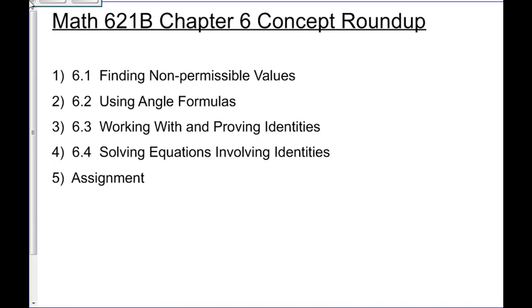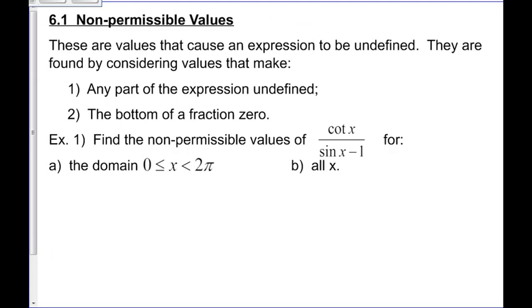The big ideas in Chapter 6 have to do with using trigonometric identities, and basically what we're doing is finding alternate ways of writing some facts about trigonometric expressions. So you can read here what the different topics are. This is not an exhaustive list of everything that's in Chapter 6, but we're trying to hit the highlights.